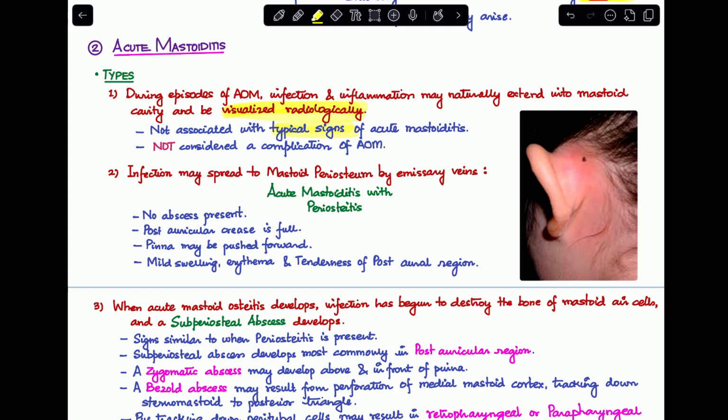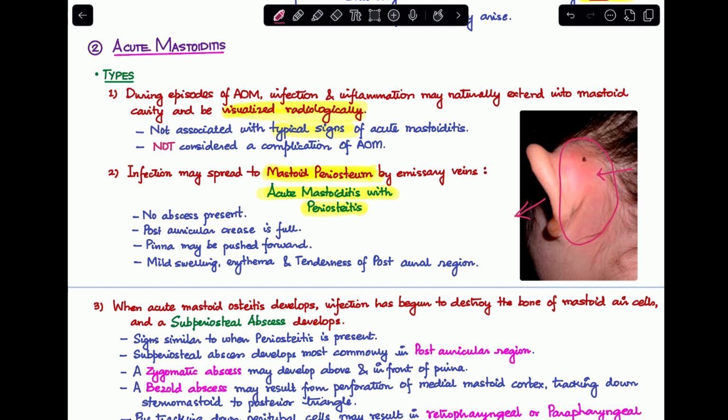Second, the infection may actually spread to the mastoid periosteum through the emissary veins. This leads to the formation of acute mastoiditis with periostitis. In this case, usually there is no abscess present. The post-auricular crease is seen to be full. If you see in the image over here, you can see that there is no delineation of the post-auricular crease. It feels very full. The pinna gets pushed forward, and there is a mild swelling, erythema, and tenderness in the post-aural region. You can see in the image over here, this is the post-aural region.